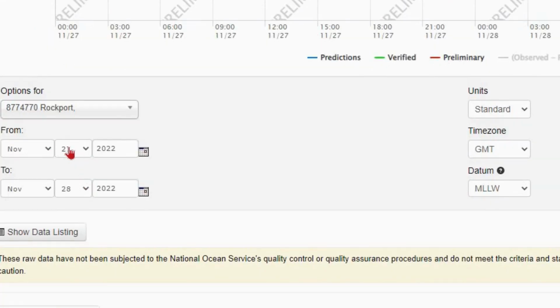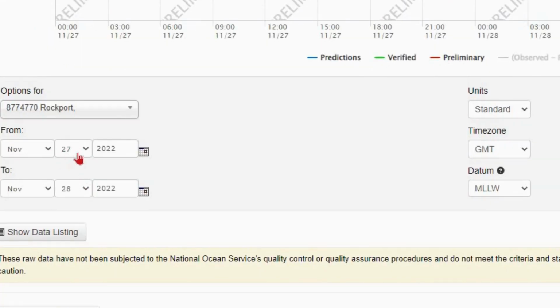And these are confirmed. I've been going by this for a few weeks now, and I'm starting to really like this website. So y'all can check it out, NOAA, and get some good readings on the tide and the water temperature. So you can also go back.